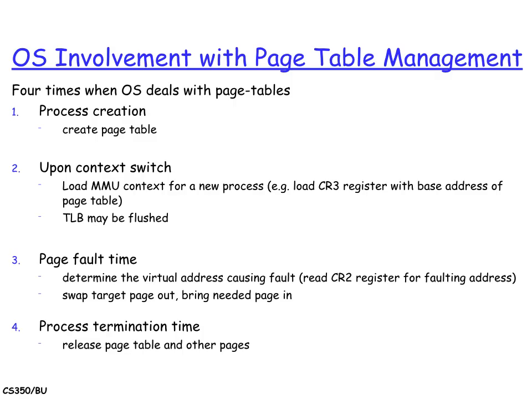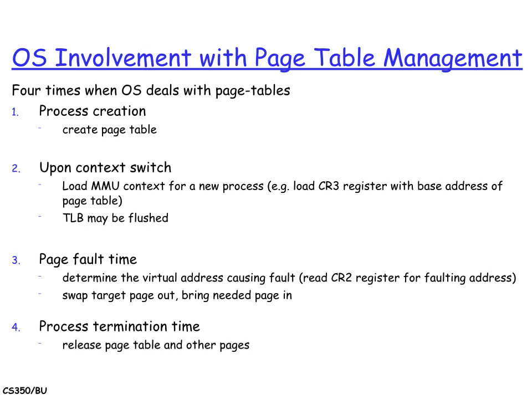So first, let's take a look at the various times at which the operating system handles page tables. There are four distinct instances where the operating system may manipulate page tables. First is when the process is created by the operating system. At this time, the operating system has to create the page tables for a new process.